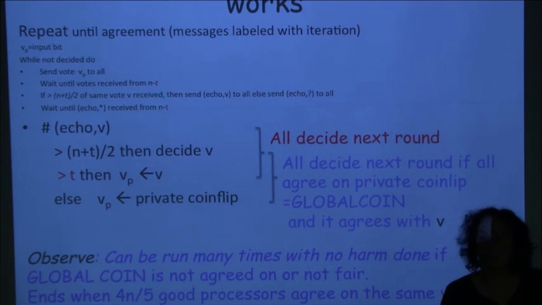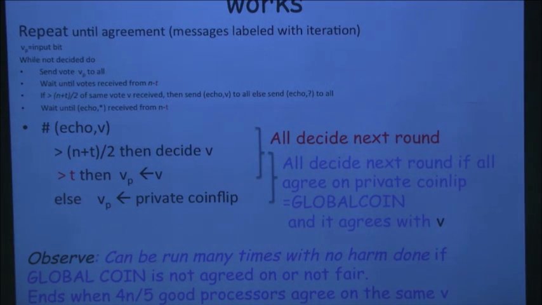I'm going to talk about it right now. So you're saying, let me just hear your question again. Okay, so in the next step, VP gets a private quantity. I mean, we might as well just negate the value of V.